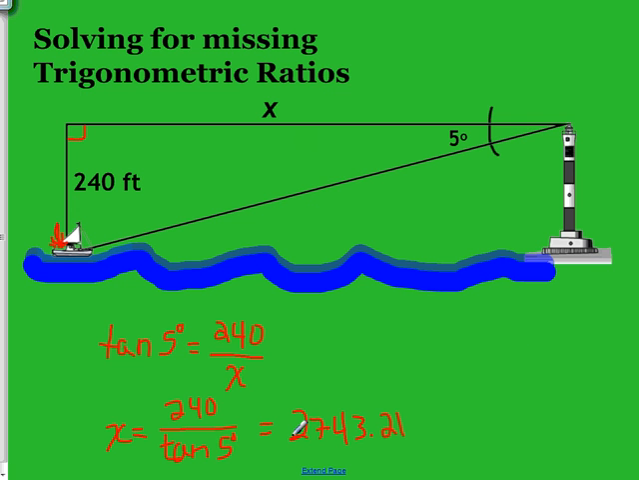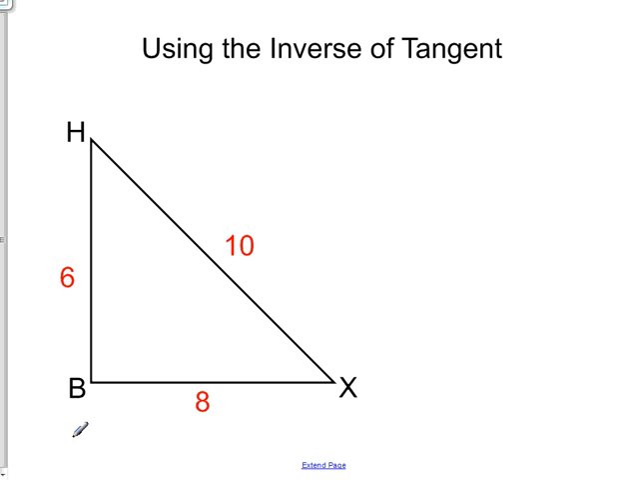This should have been a semi-review for you, and pretty obvious. But what I'm going to throw at you now is not so much a review. We're going to talk about something called the inverse of tangent. You use the inverse of tangent when you want to know an unknown angle. We know all the side measurements, but we want to know what angle x equals. So in this problem, we're going to find out what angle x is using the inverse of tangent.